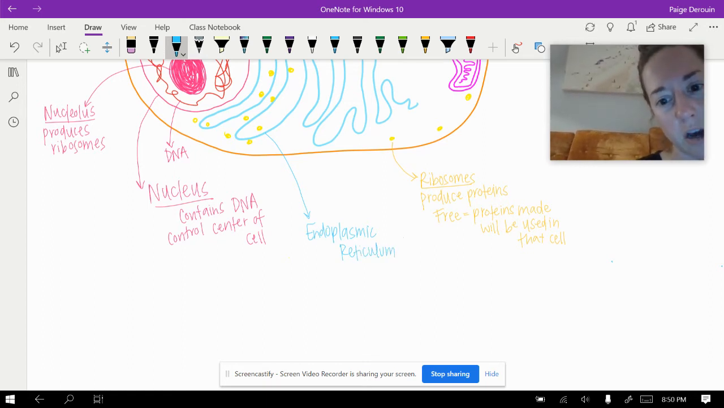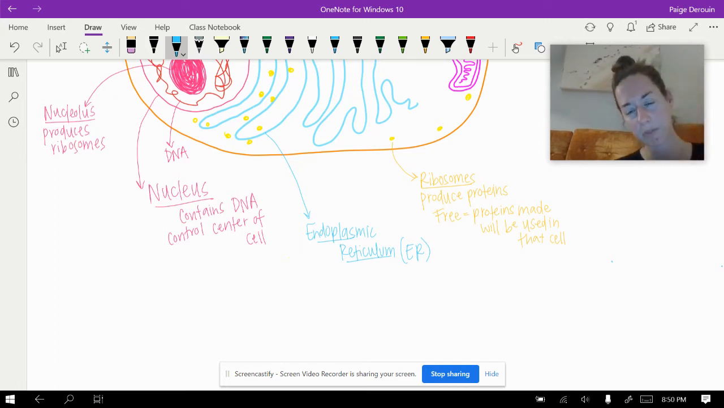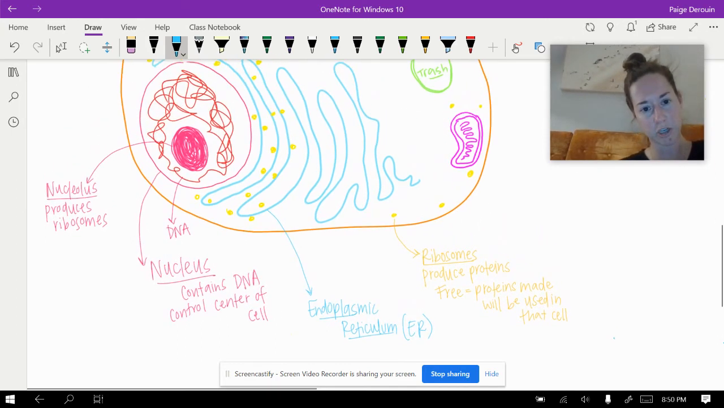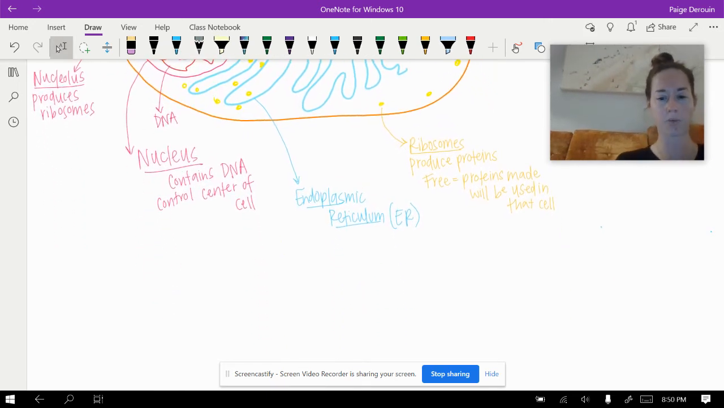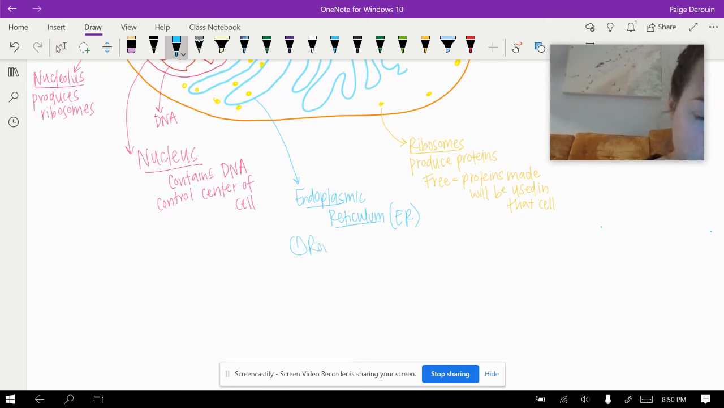You can always just call it the ER instead. There are 2 types of endoplasmic reticulum. If I look up here at the picture, there's some that has ribosomes and there's some that doesn't. If it has ribosomes, it's called rough ER. And if it's rough, it has ribosomes.